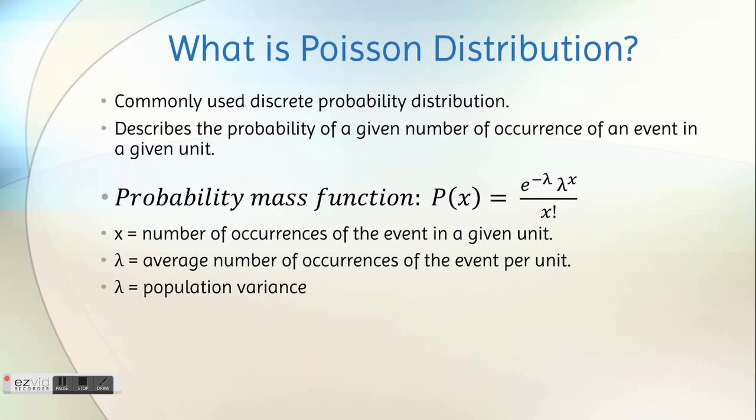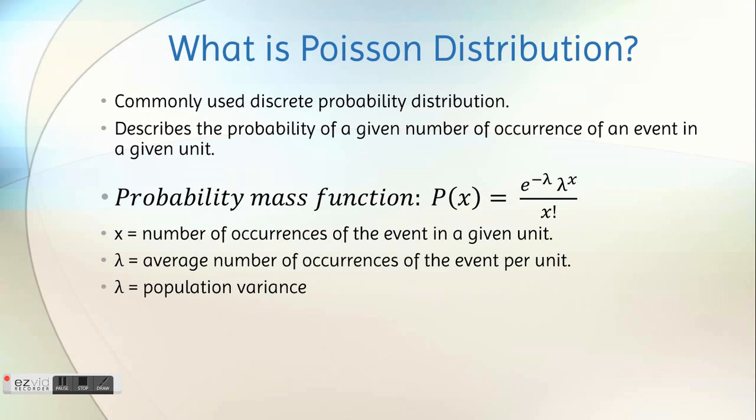The probability mass function of Poisson distribution is P of x equals e to the power minus lambda, lambda to the power x divided by factorial of x. Now what is lambda? Lambda is called the parameter of Poisson distribution. In fact, Poisson distribution has only one parameter, lambda.